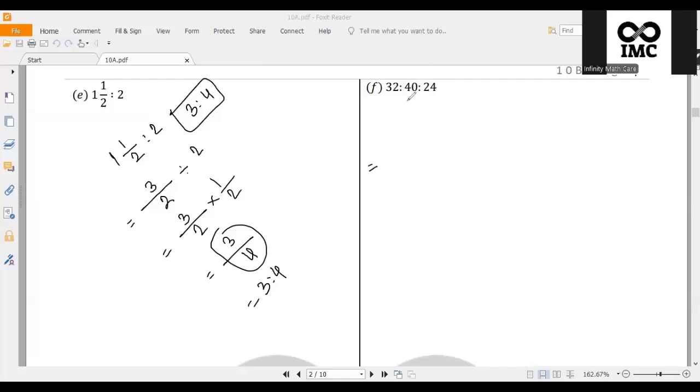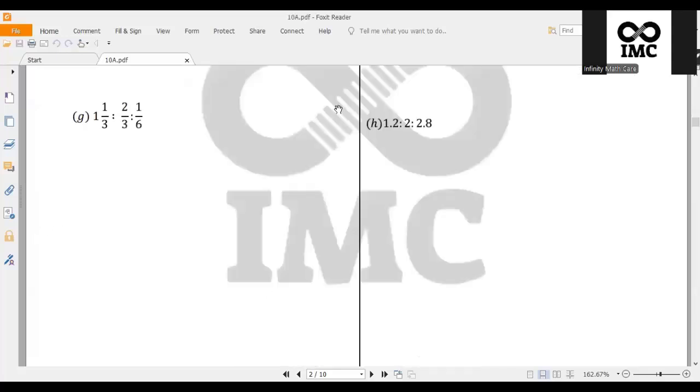What about number F? 32 is to 40 is to 24. We can divide each term by 8. 8 4s are 32, 8 5s are 40, and 8 3s are 24. Then it will be in its simplest form. Okay.